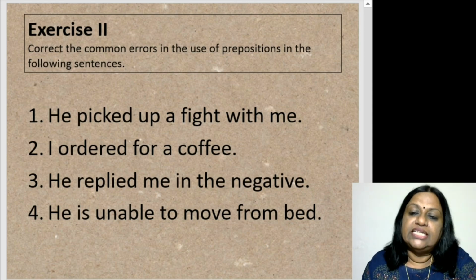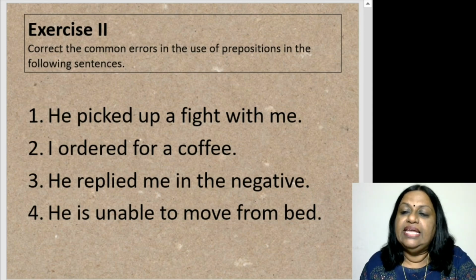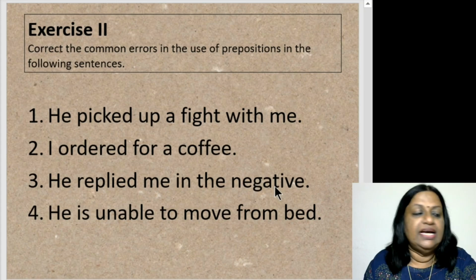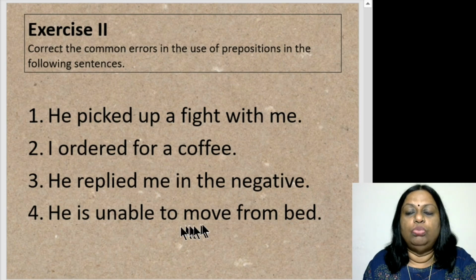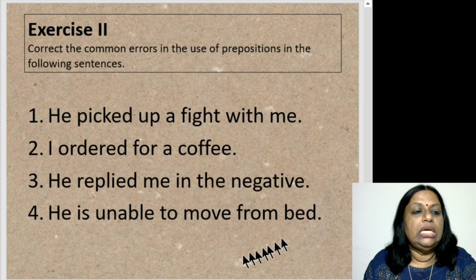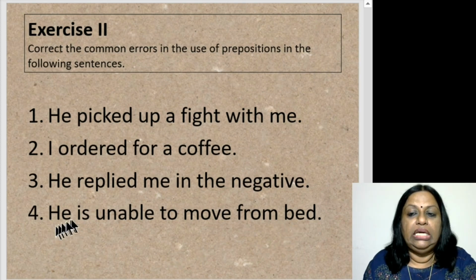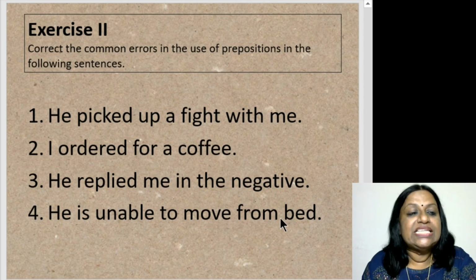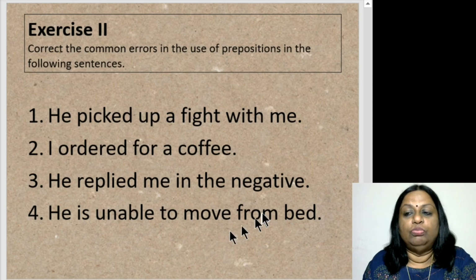Look at the third sentence. He replied me in the negative. It doesn't sound okay. What do you need? You need a preposition. Which one would you use? To. He replied to me in the negative. Look at sentence 4. He is unable to move from bed. He is unable to move from. What do we need here?